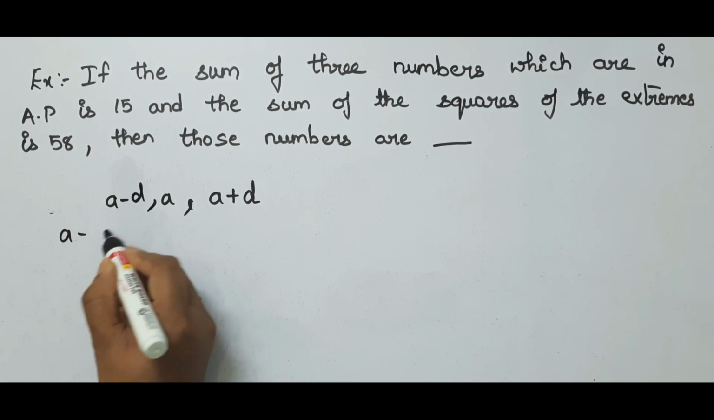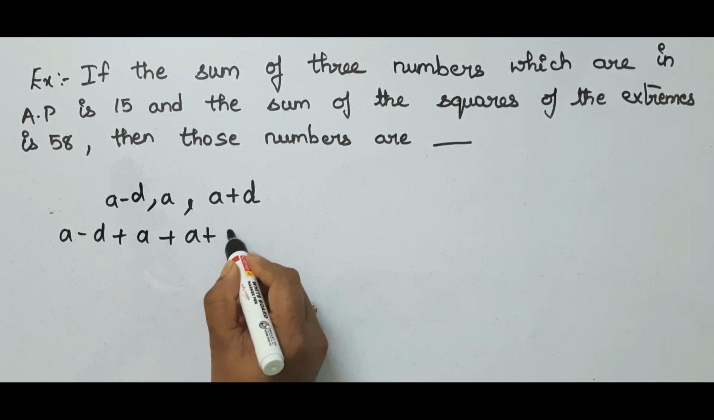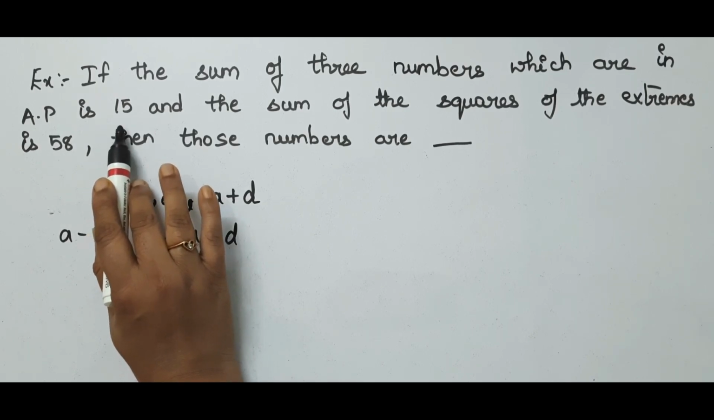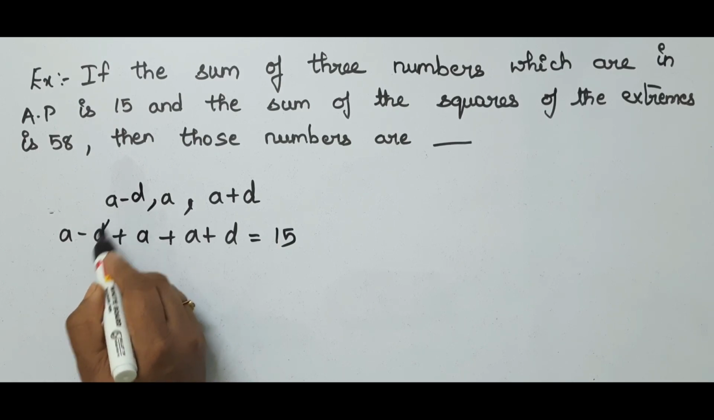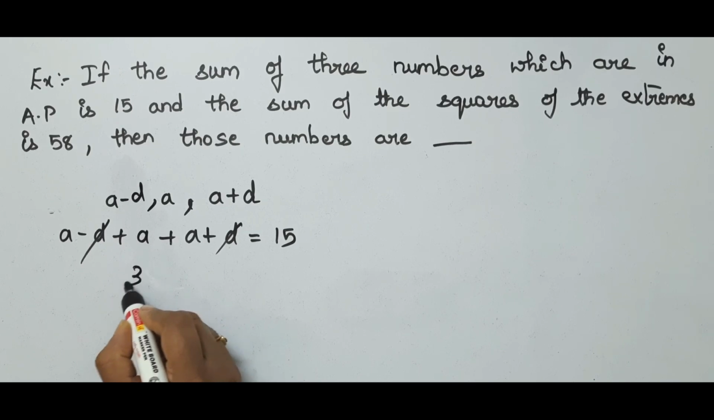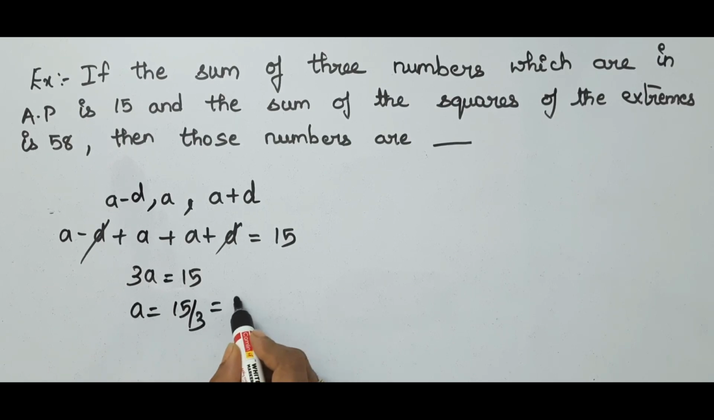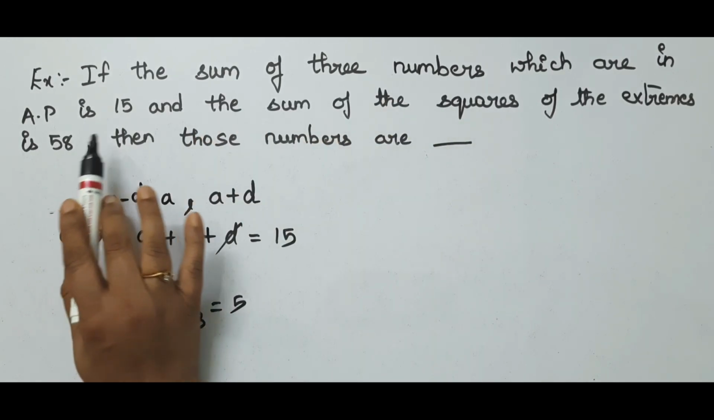So sum means a minus d plus a plus a plus d. We have to just add these three numbers. The sum of these three numbers is 15. That is what they have given, is it not? So this is equal to 15. d cancels. So finally you will get a plus a plus a, that is 3a, is equal to 15. So a is equal to 15 by 3, which is 5. So we got the a value using the first statement, that the sum of three numbers is 15.